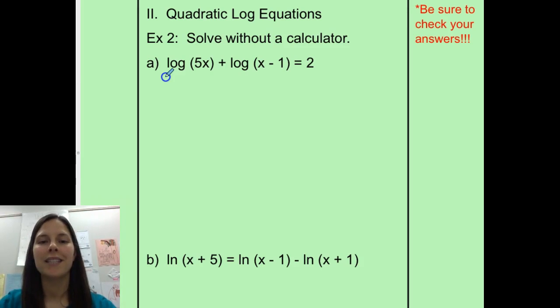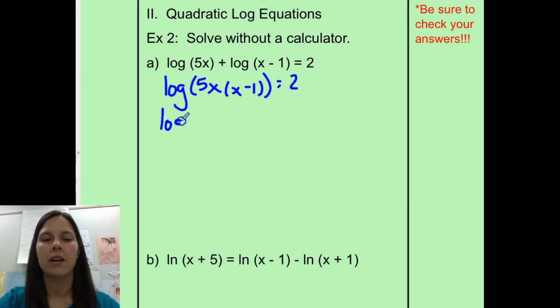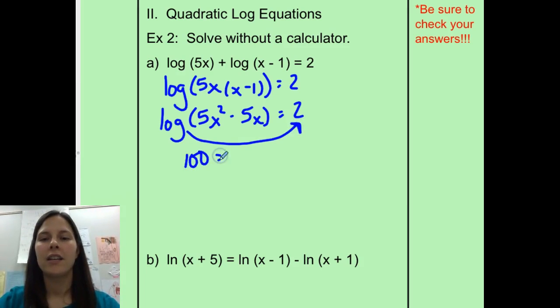Next, we have quadratic log equations, and we will solve these entirely without a calculator. We'll start by condensing to a single log, which means we will multiply the 5x and the x minus 1. Using distributive property there, I've got 5x squared minus 5x. To cancel the log, I'll use the definition of a log. We have 10 to the second power, or 100, equals that 5x squared minus 5x.